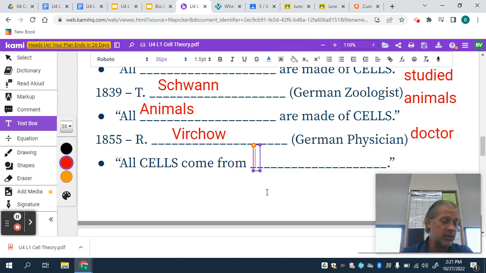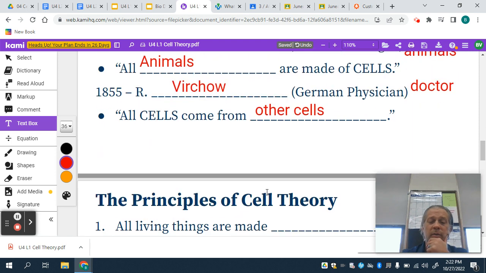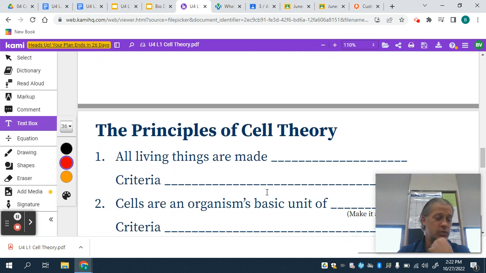He stated that all cells come from other cells. Now, not everybody agreed with this particular part of the cell theory at the time, and that was okay because eventually we got to the point where that was proven to be 100% accurate or true.